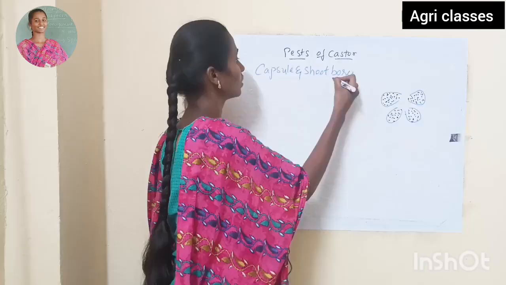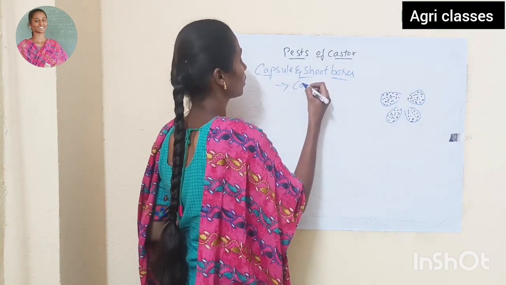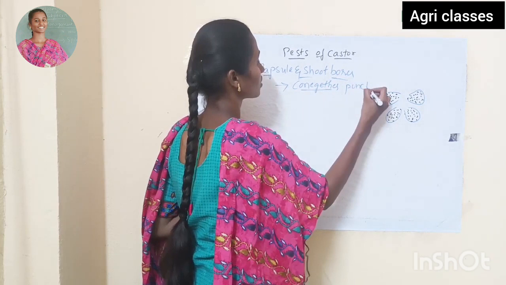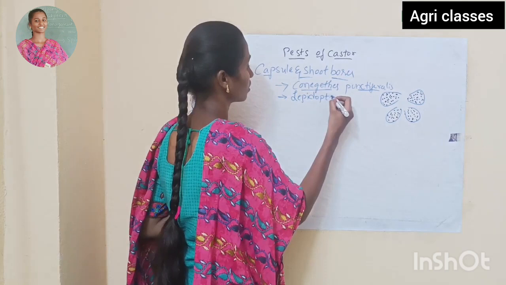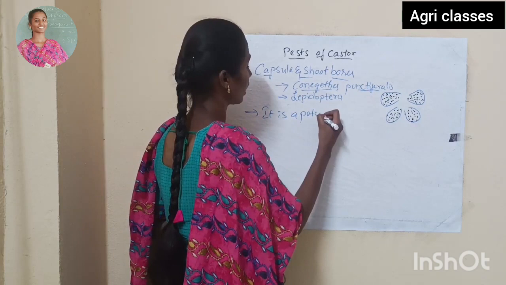Then next I will explain about castor capsule and shoot borer. Here the scientific name of capsule and shoot borer is Conogethes punctiferalis, and it comes under the order Lepidoptera. It is a potential pest. Occasionally it occurs as a serious pest.